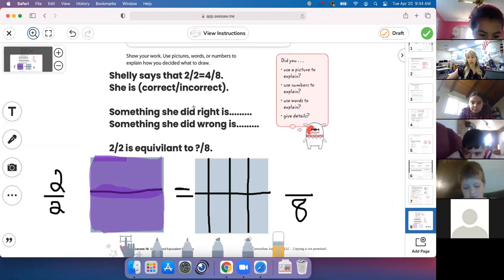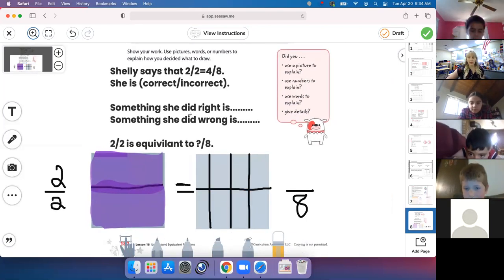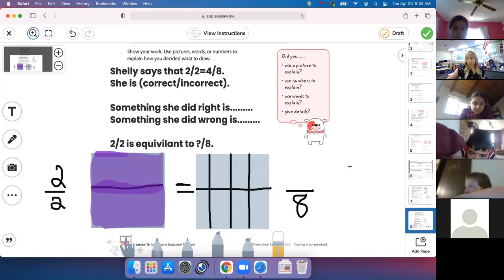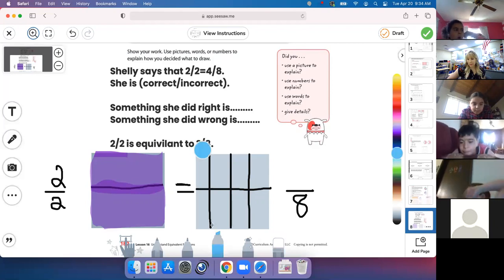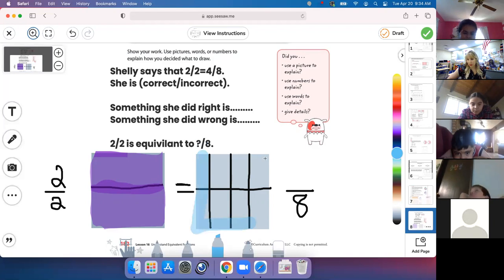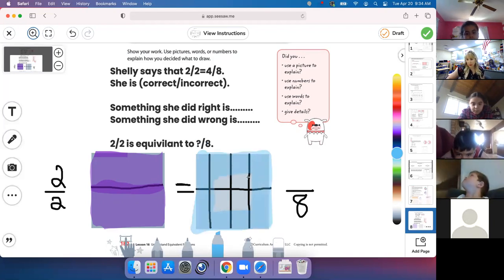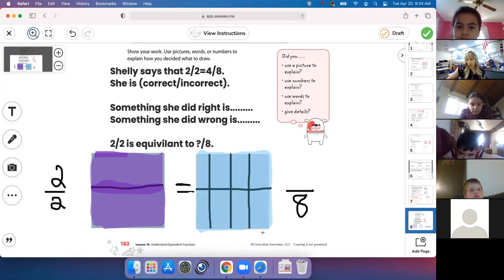She says 2 halves is the same as 4 eighths. Are those worth the same amount? If I have both halves covered here on this side, I'll probably want all of it covered here too, right? So that it shows the same amount. Now they show the same amount. They show that all of the pieces are covered. So what fraction is this showing?